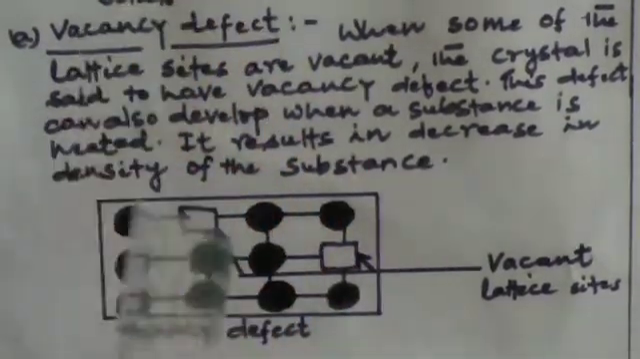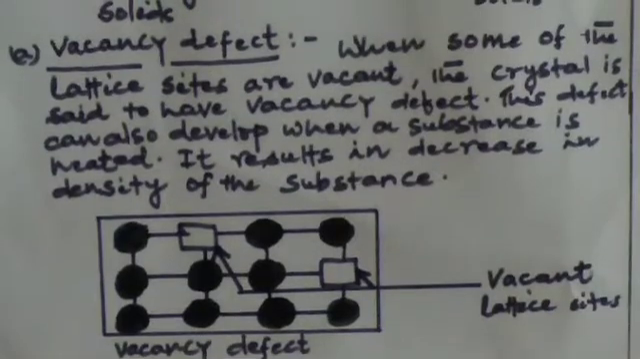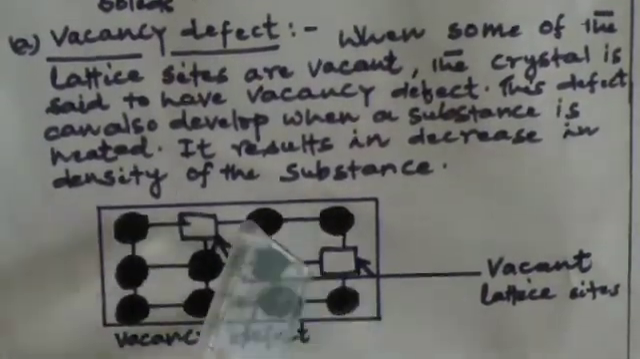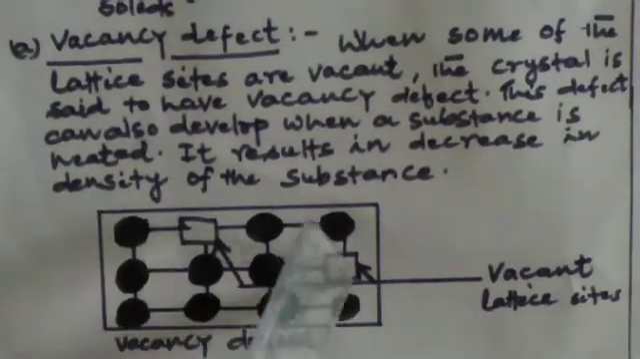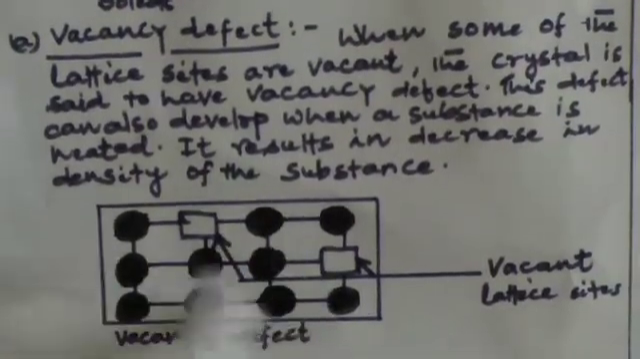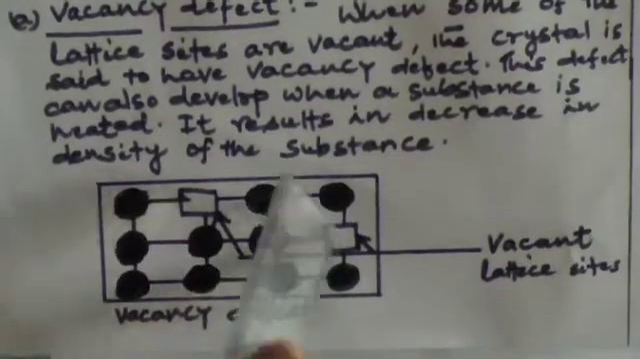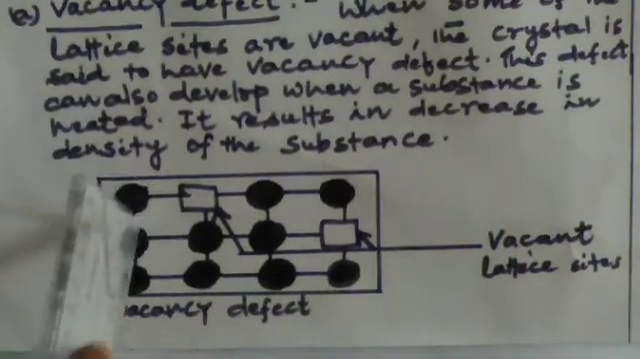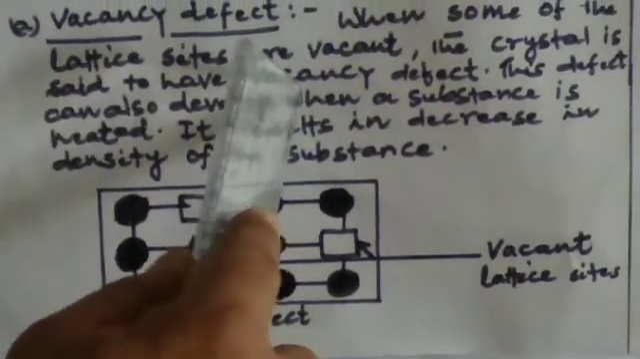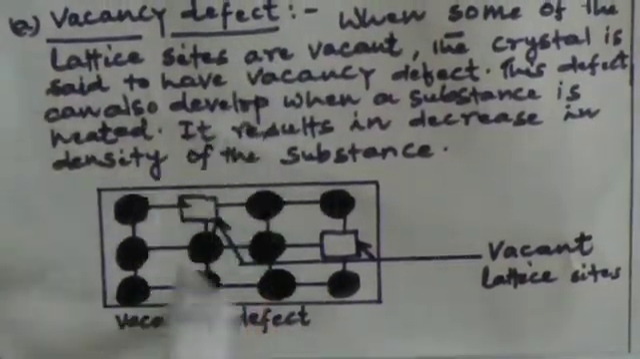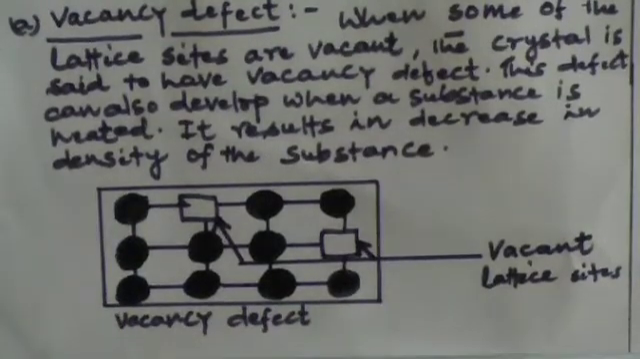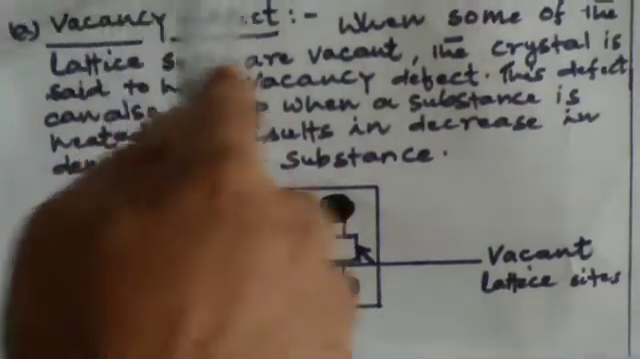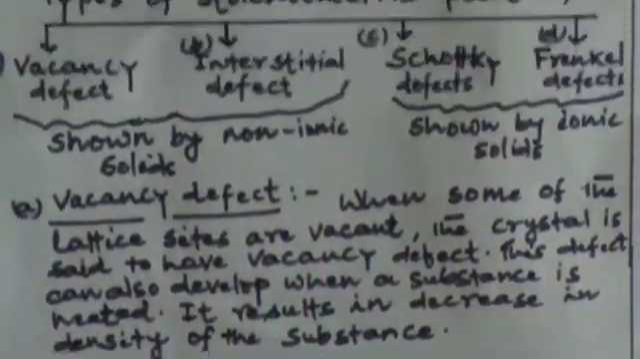What will be the impact of the vacancy defect? As the particles are missing from some lattice sites, obviously the mass of the crystal will decrease, and because of that, the density of the crystal will decrease. So because of the vacancy defect, there will be a decrease in the density of the crystal. So this is the vacancy defect, which is shown by non-ionic solids.